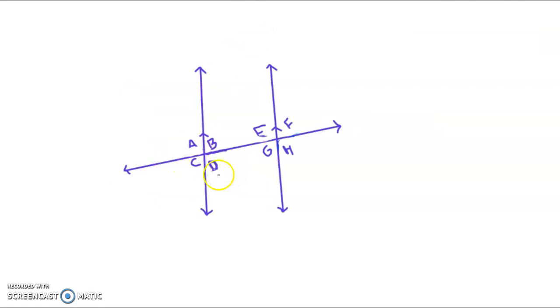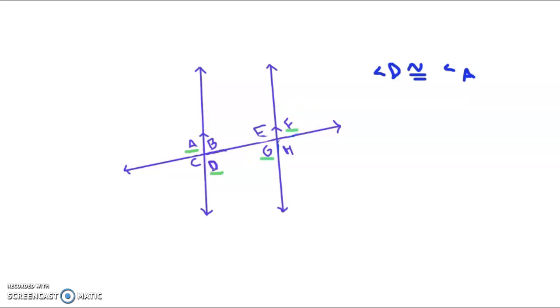So if we start with angle D, its vertical angle would be angle A because they are located vertically from each other. We can then write that angle D is congruent to angle A. Now if we had angle F, its vertical angle would be angle G. Again, this is because they are located vertically from each other.